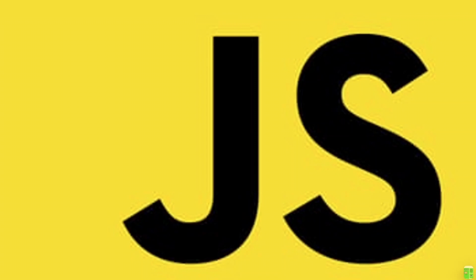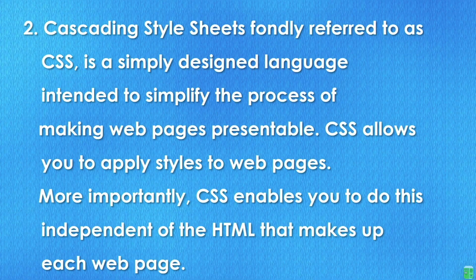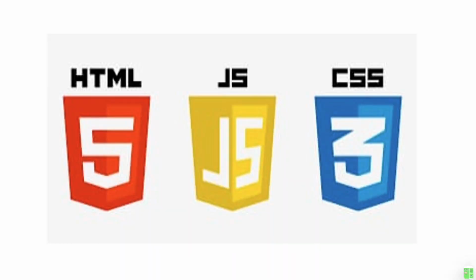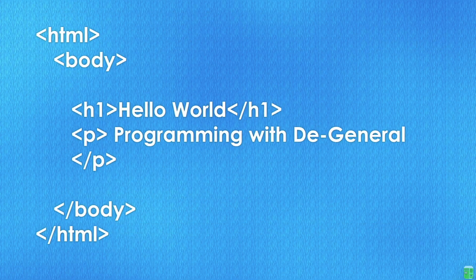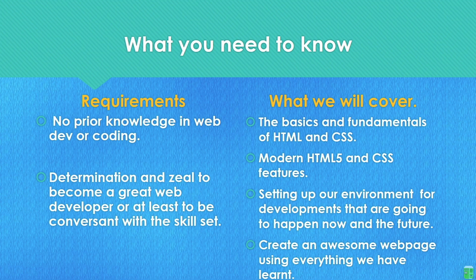So JavaScript comes into play, and now let me explain what JavaScript is. JavaScript is a famous programming language that is used to create magic on the site to make the site interactive for the user. Hope it's clear. It is used to enhance the functionality of the website. It allows you to run cool games, and there are various functionalities that can happen on your website. There is more, but we'll reserve it for the future. Right now, what I want you to focus on is the CSS that we spoke about and the HTML that we dealt with. In the next slide, I want to give you what we need for the course.